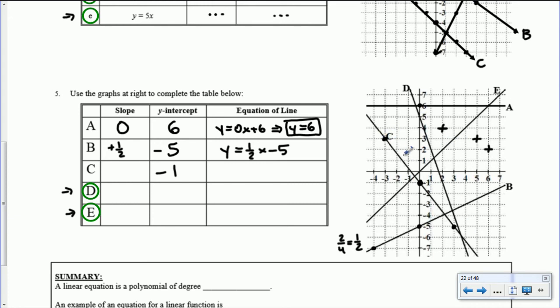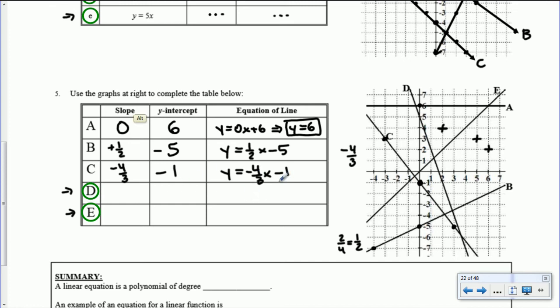So we can use any pair of points along here that goes through the crosshairs. To get from here to the next point, we need to go down 1, 2, 3, 4, and we need to go right 1, 2, 3. So the rise is -4, the run is 3. So -4 over 3 is the slope. Therefore, the equation will be -4/3 x subtract 1.